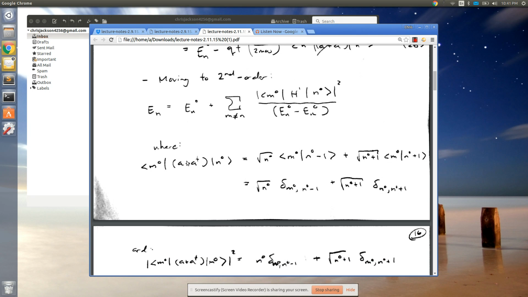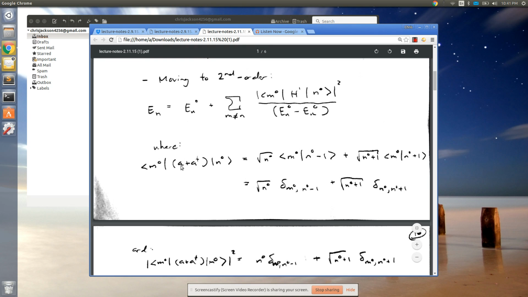So what we have is the expectation value of A dagger, basically. I'm applying A here, which gives me this N0 minus 1, and I get the prefactor, the square root of N. Then A dagger gives me this N plus 1, and I get the factor of square root of N plus 1 out in front. These we can write as Kronecker delta functions: M naught and N naught minus 1, and M naught and N naught plus 1.